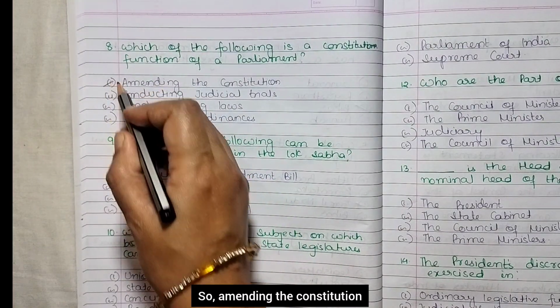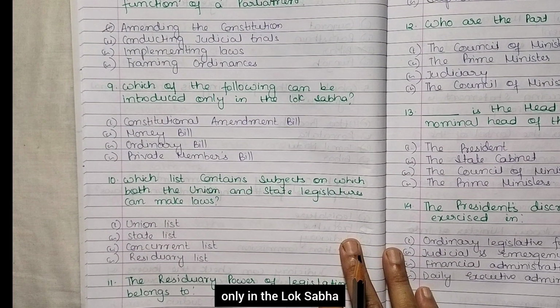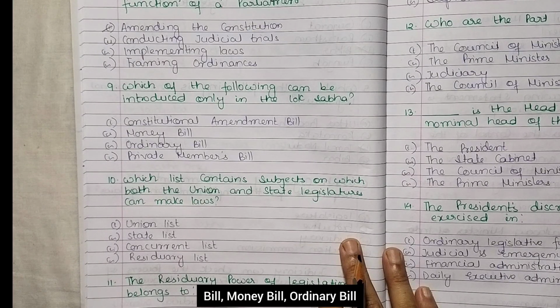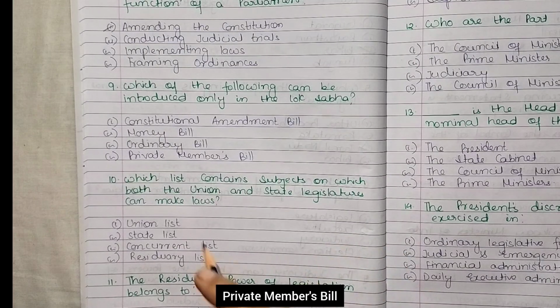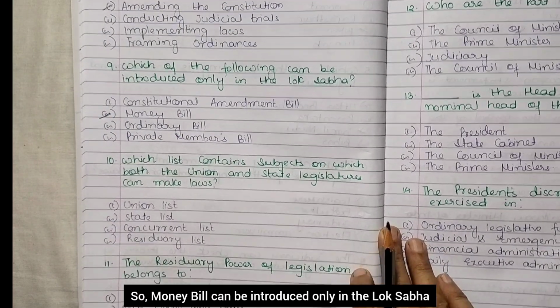So, amending the constitution. Which of the following can be introduced only in the Lok Sabha? The options are constitutional amendment bill, money bill, ordinary bill, private members bill. So, money bill can be introduced only in the Lok Sabha.